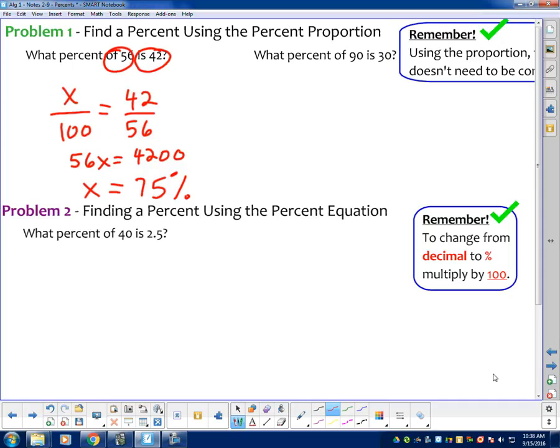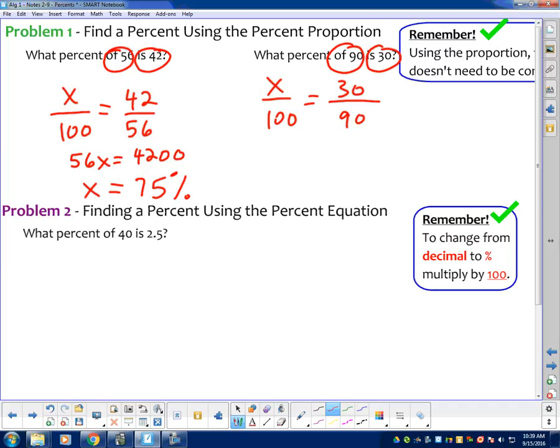All right, what percent of 90 is 30? Once again, we have percent over 100 equals the is over the of. There's the is, there's the of, or part over whole, 30 over 90. So what percent of 90 is 30? 30 is what percent of 90?